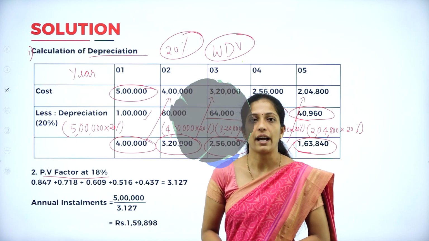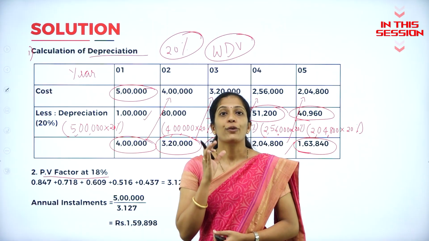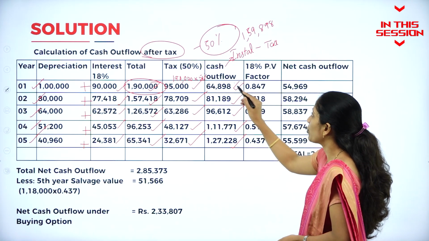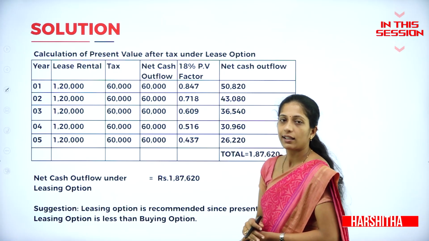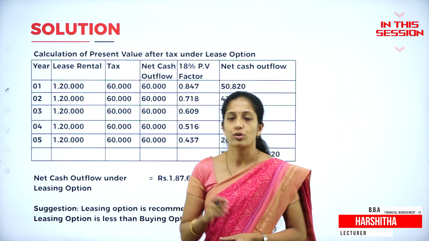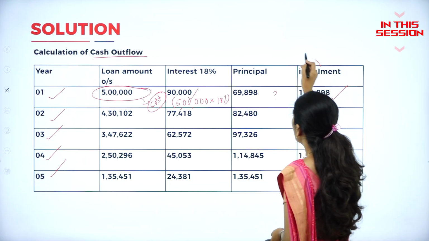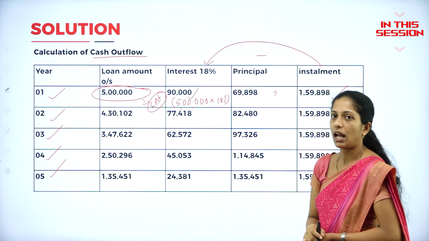How to calculate the annual installment, that is total cost of the asset divided by total PV factor. Now we have to multiply it with the PV factor to get net cash outflow. We have to calculate present value under leasing option also, because we have to compare buying option and leasing option. Installment minus interest, so we'll get the principal amount.